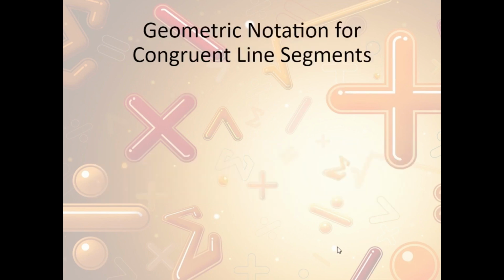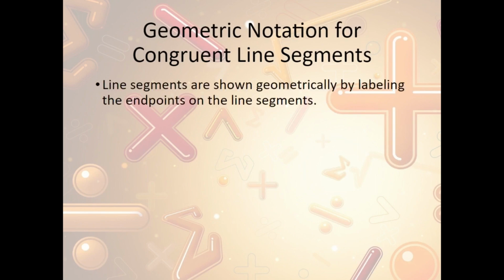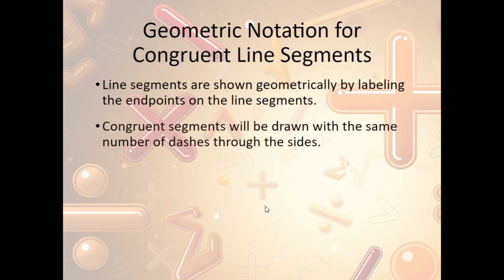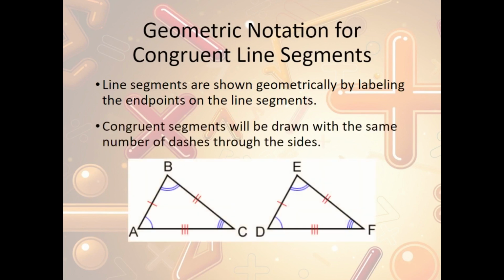Geometric notation for congruent line segments. Line segments are shown geometrically by labeling the endpoints on the line segments, and congruent segments will be shown with the same number of dashes through the sides. So for instance, we have a triangle here, and on this side, you can see we have a single dash, and on this side, we have a single dash. That means that those two sides are exactly the same length. Then we have a double dash here and a double dash here. That means those two side lengths are exactly the same.